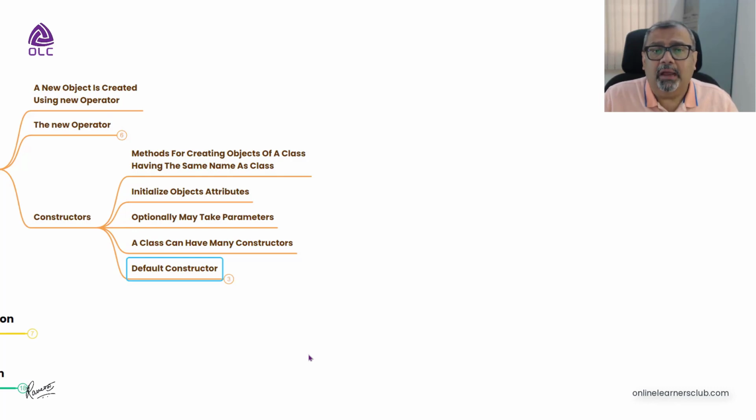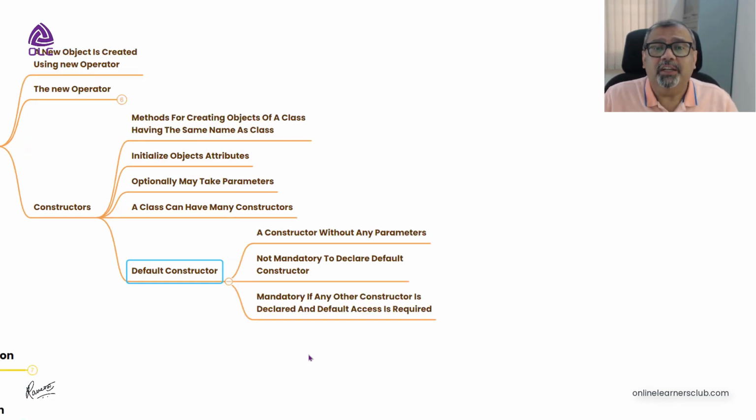We also have a default constructor in Java, which means a constructor which does not take any parameters. That is generally referred to as a default constructor. And it is not mandatory to declare any constructor, or even the default constructor, in Java. By default, the constructor will be given and it will be implied. So the default constructor is implied.